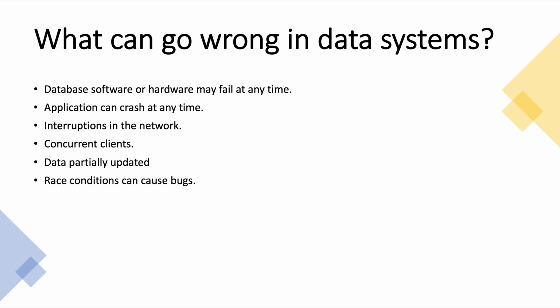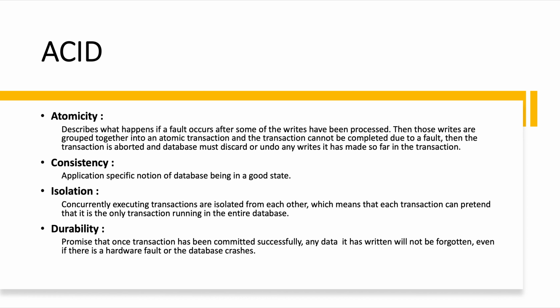So how do we figure out whether we need transactions? What guarantees does a transaction give us? The guarantees which transactions provide are known as the ACID properties: atomicity, consistency, isolation and durability. Let us first understand what atomicity is.